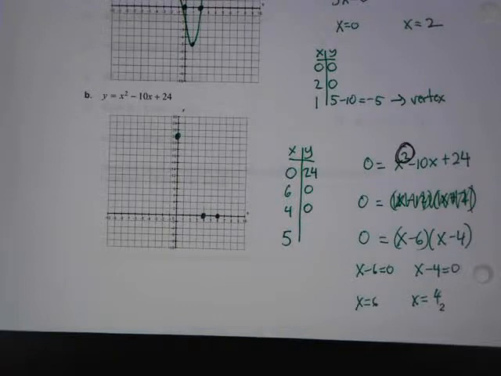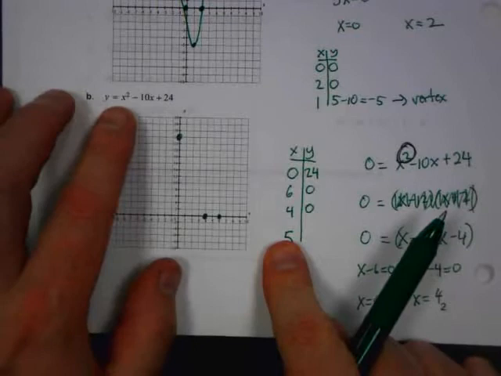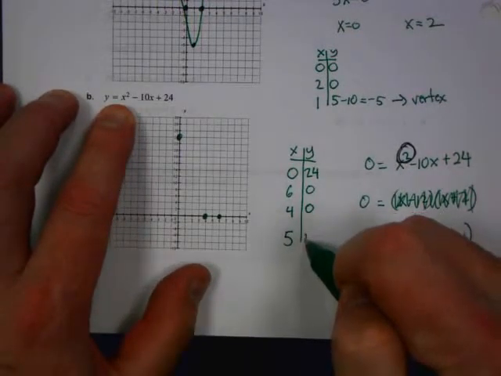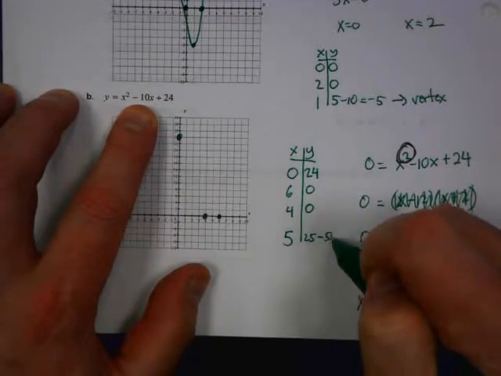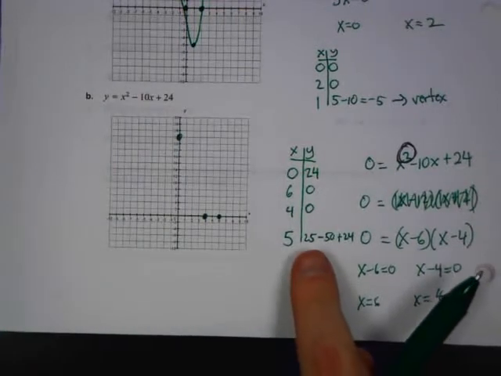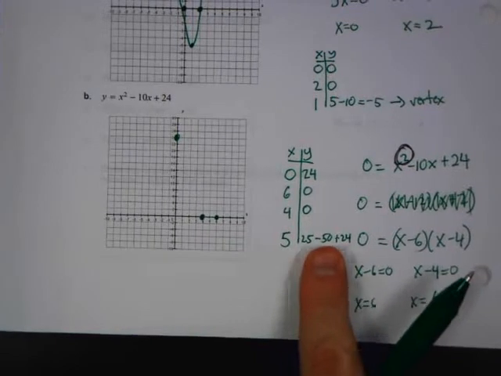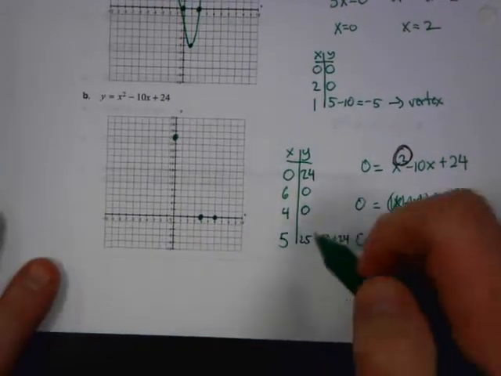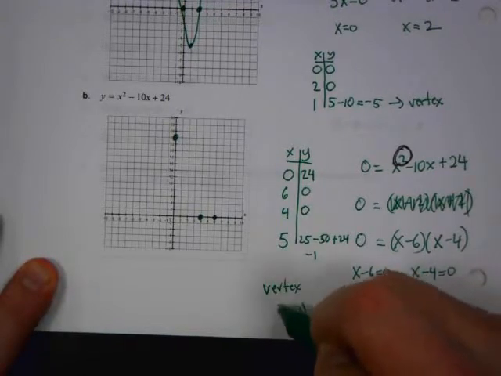What do I do with that x equals 5? Plug it in where? Up into my equation. So I plug 5 in. What's 5 squared? 25. Minus, what's 10 times 5? 50 plus 24. 25 minus 50 is negative 25. Negative 25 plus 24? Negative 1. So my vertex is 5, negative 1.